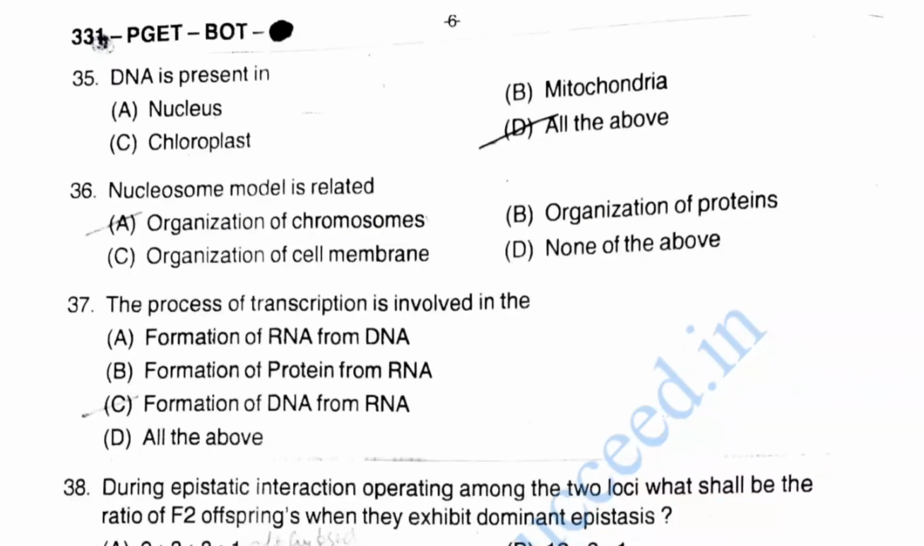Now come to question number 35. DNA is present in. Very simple question. DNA can be found in nucleus, yes. Chloroplast, yes. Mitochondria, yes. Means all the above. In all cases, DNA can be found.